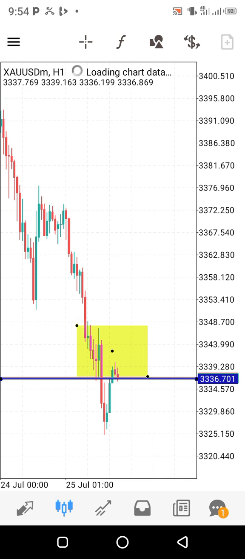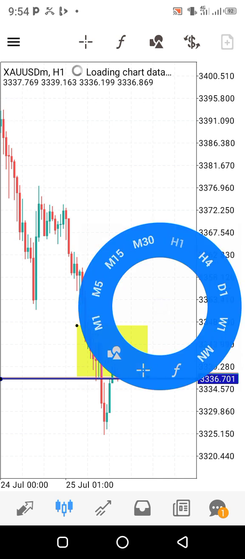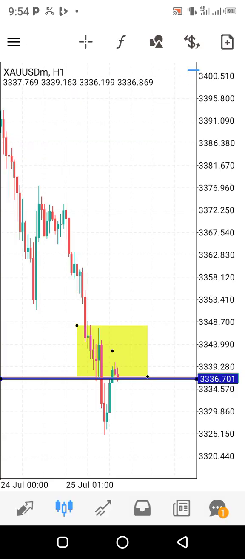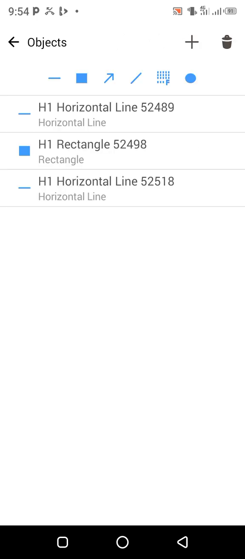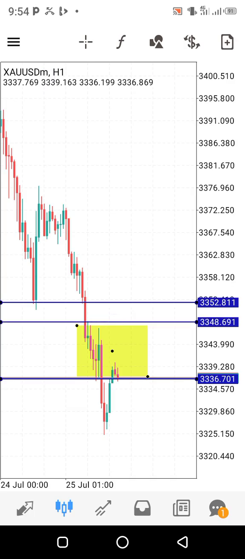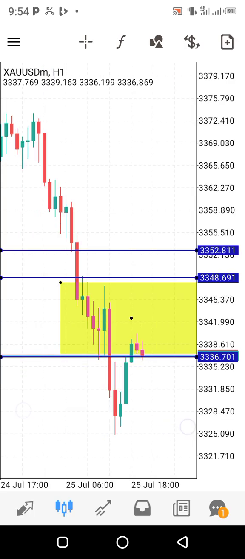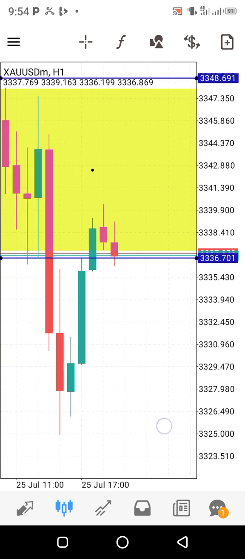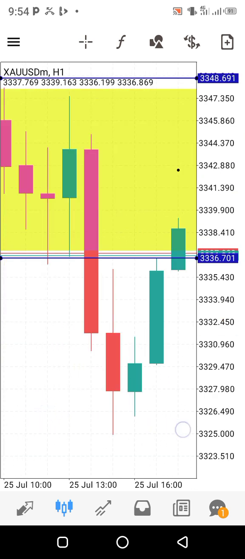We may see some push-ups maybe up to clear this imbalance, because we have a bit of imbalance here. There was a fair value gap around this area. Price hasn't yet come to fill that fair value gap, so we may see a push upwards coming next Monday.